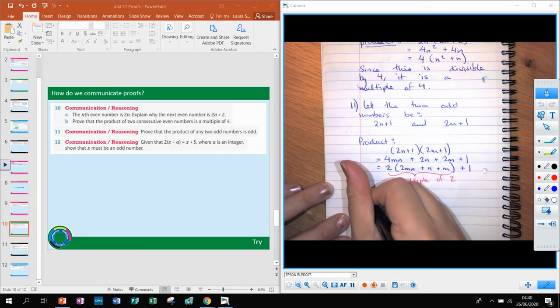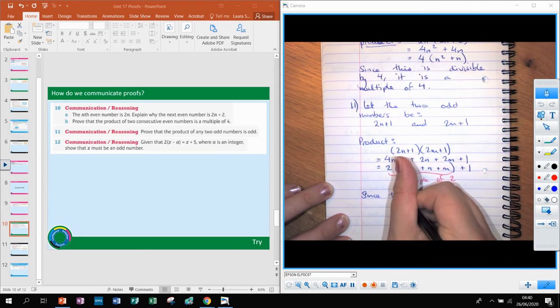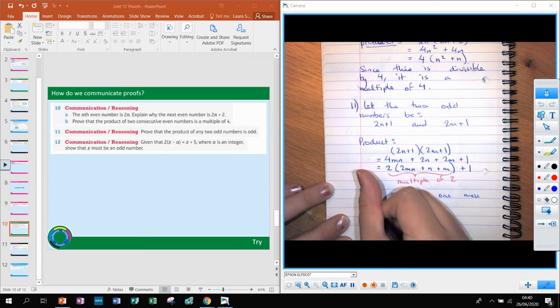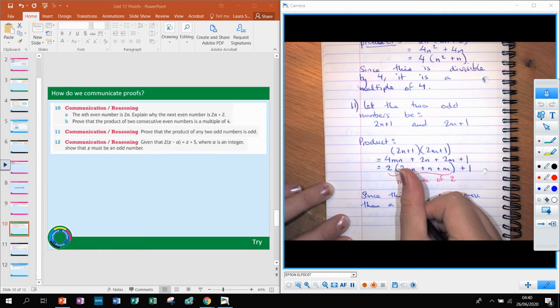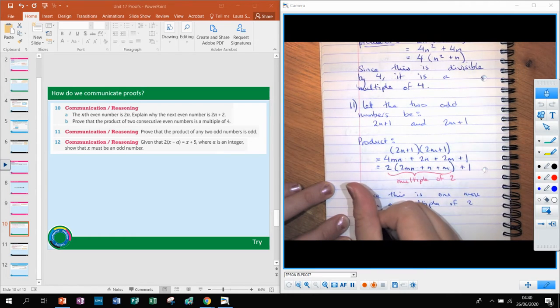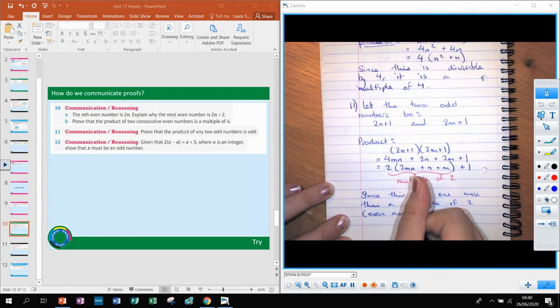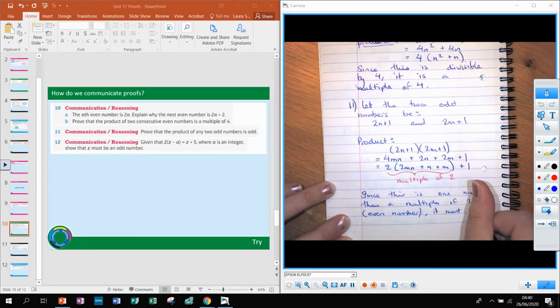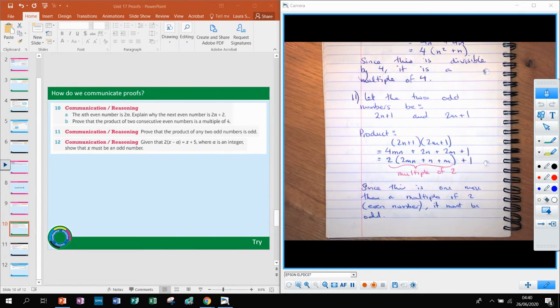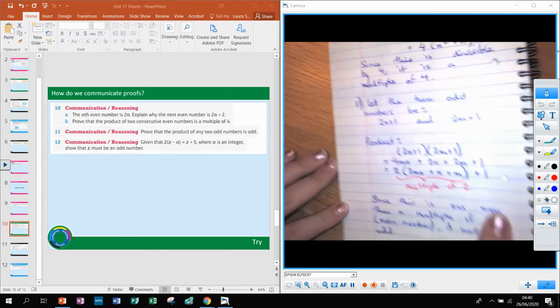So now we can say that since this is 1 more than a multiple of 2, or an even number, it must be odd. Okay, all right, so once again, since this is 1 more than a multiple of 2 or an even number, it must be odd. Right, so that brings us to question 12.